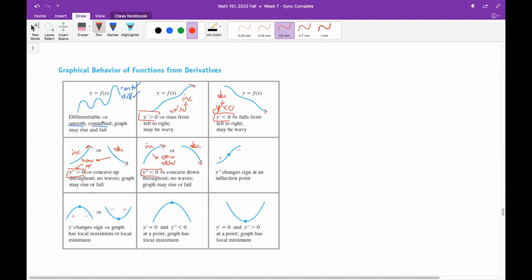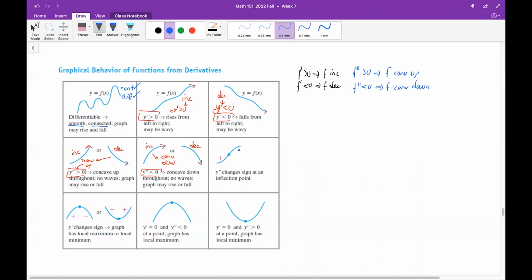Okay, so let's summarize what we have just said. If first derivative is positive, your function is increasing. If first derivative is negative, your function is decreasing. What about the second derivative? If second derivative is positive, your function is concave up. If second derivative is negative, your function is a concave down function, just like we see here.